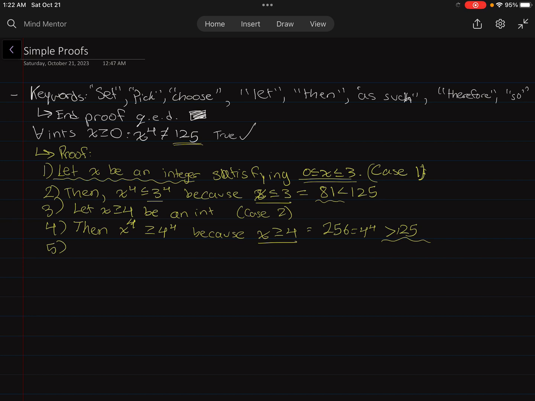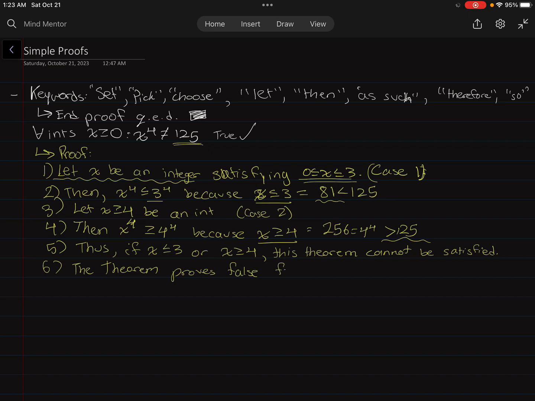So now we can conclude, since we have reached our conclusion. Thus, if x is less than or equal to 3, or x is greater than or equal to 4, this theorem cannot be satisfied. So the theorem proves false for all cases. And then of course always end that proof with the shaded out square.